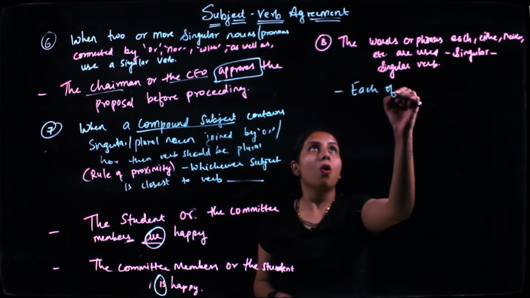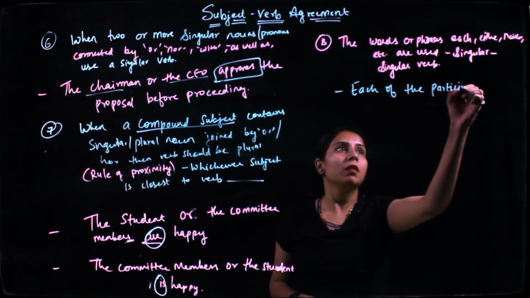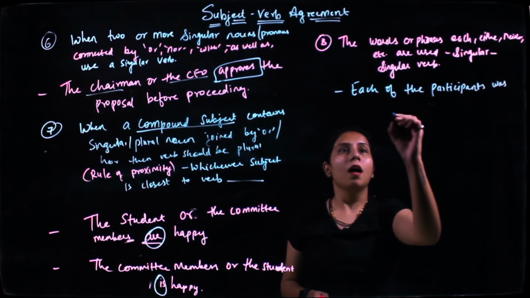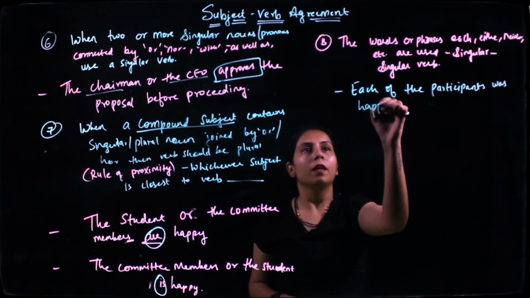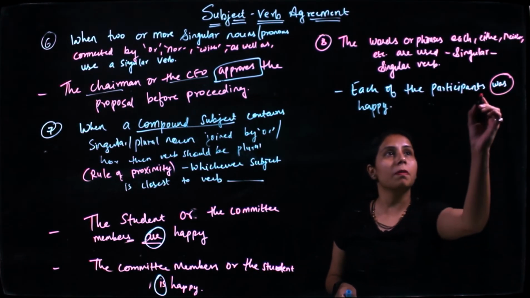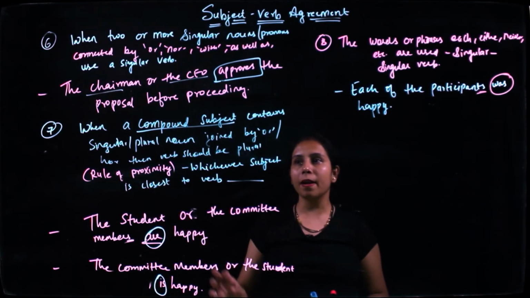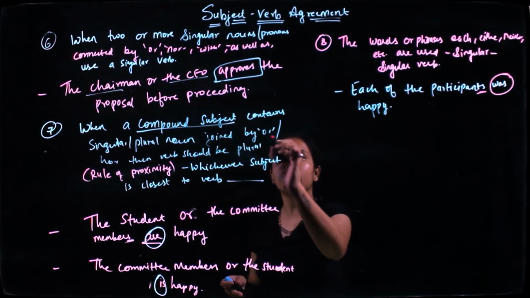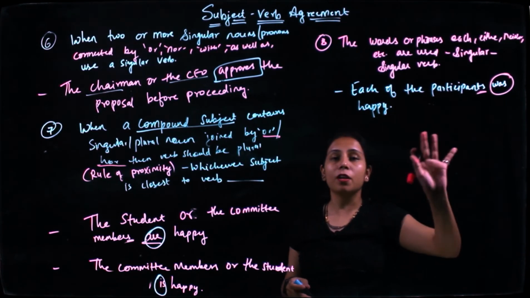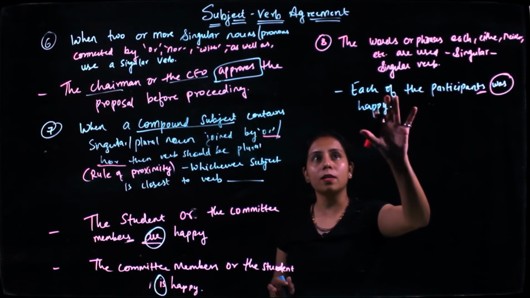Each of the participants was happy. Now, why did I not write "were" over here? Because participants is plural. So the rule of proximity may apply. But I have not written "or" and "nor" in between. I have not written "and" even. I have just written each of the participants was happy.